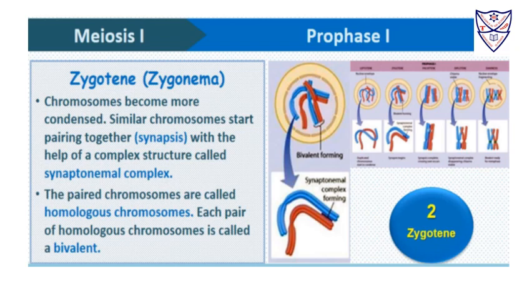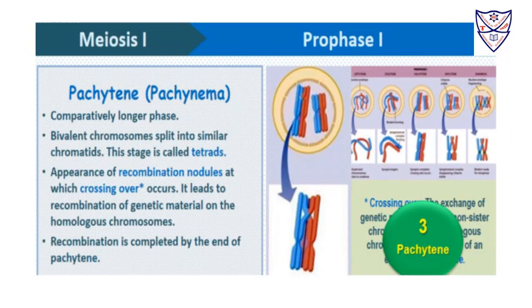Then we have the next stage, which is pachytene. It is a comparatively longer phase. Here the bivalent chromosomes split into sister chromatids and we see the formation of tetrads. There is appearance of recombination nodules at which crossing over takes place. Crossing over means there is exchange of material between chromosomes. This leads to recombination of genetic material and this is how variations are produced. Recombination is completed by the end of this stage.